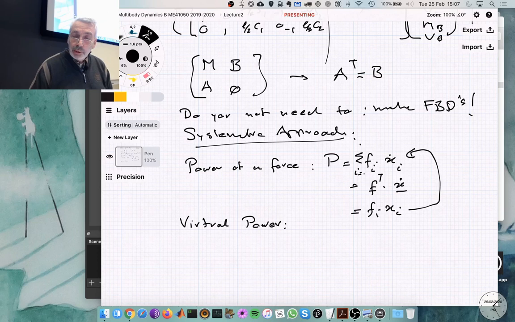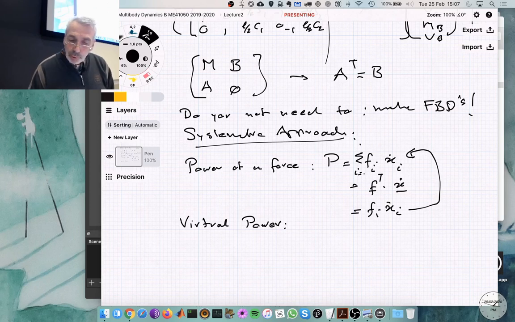No. The Einstein summation convention just tells you if you see a repeated index, then we assume summation. Oh, a dot, yeah, because power. Ah, thank you, yeah, that was about power. Thank you. Good point. So virtual power. What is virtual power?